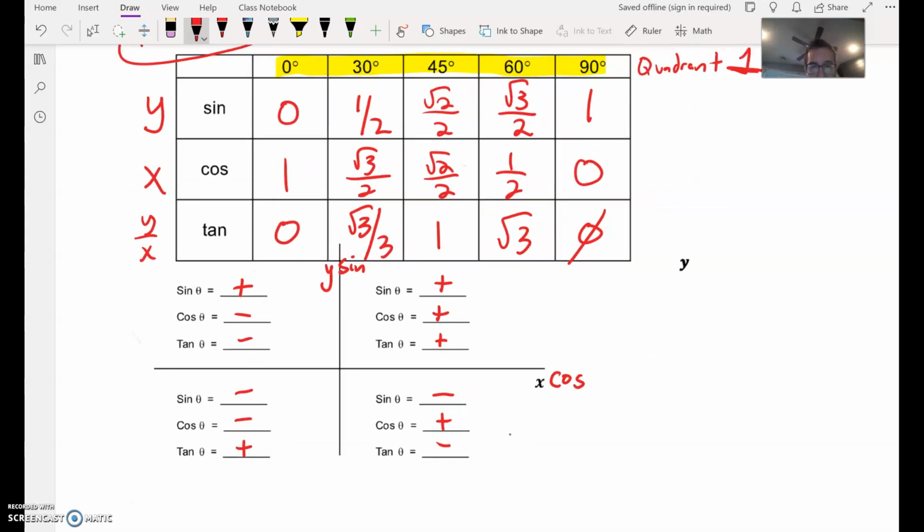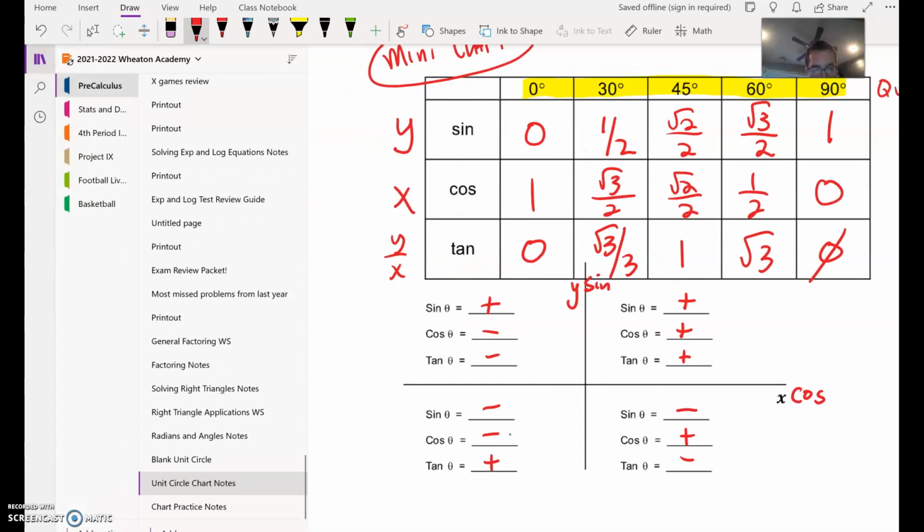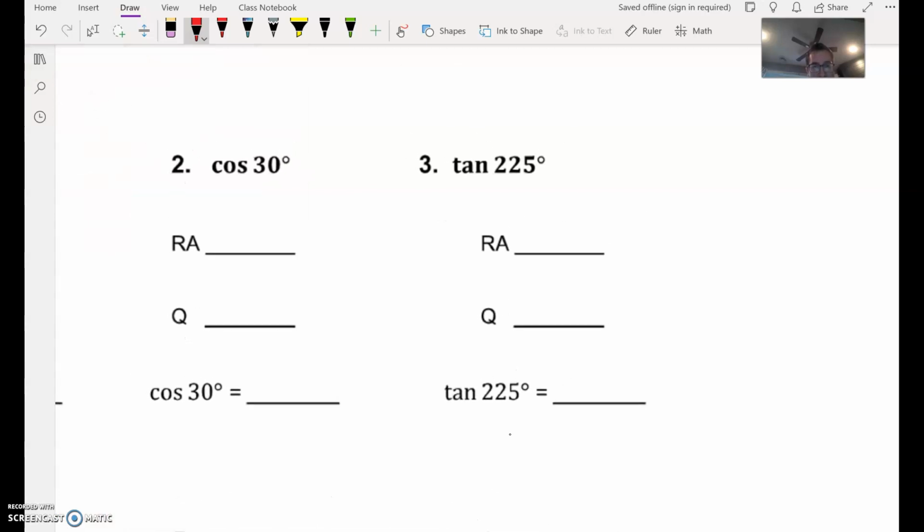Okay? Using this chart and just thinking about the coordinate plane, I want to show you what your homework is going to be. It's going to be just like this. I'm going to ask you a question like, what is the cosine of 30 degrees? Okay? And here's the key.